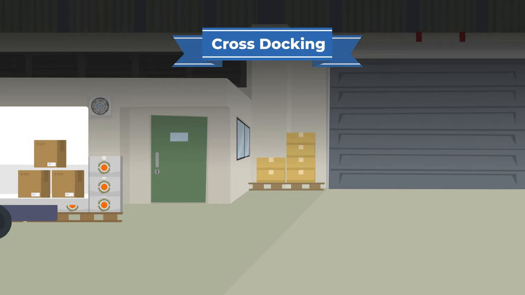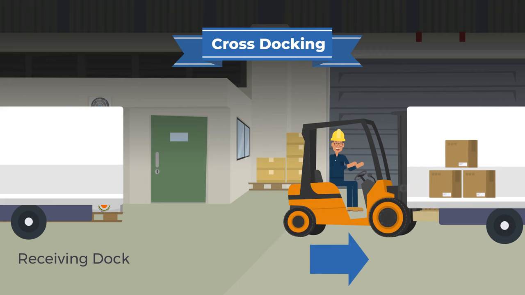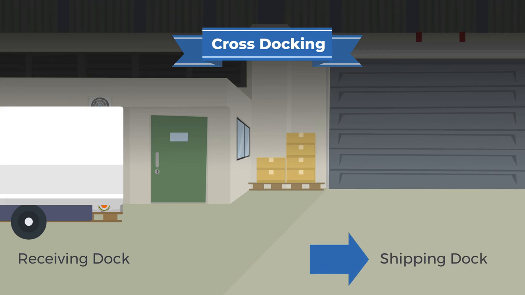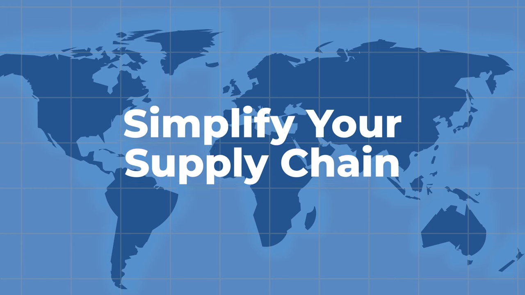But with cross-docking, we can skip the storage step and move goods directly from the receiving dock to the shipping dock for immediate loading onto outbound trucks. Here's an illustration of how cross-docking can simplify your supply chain.